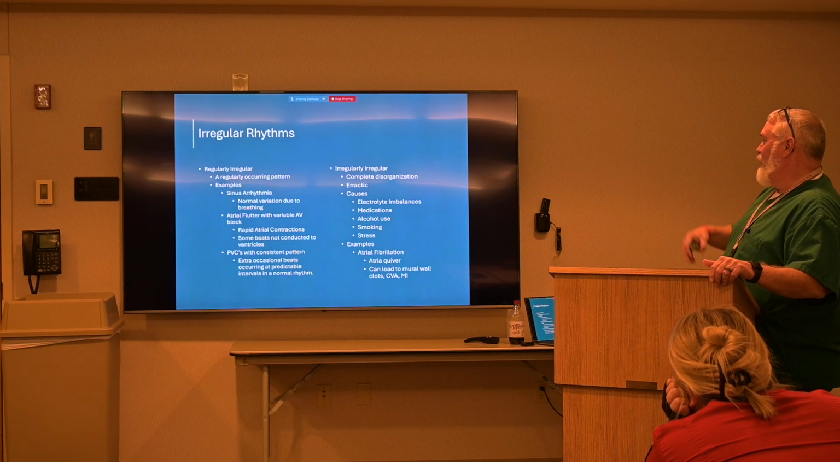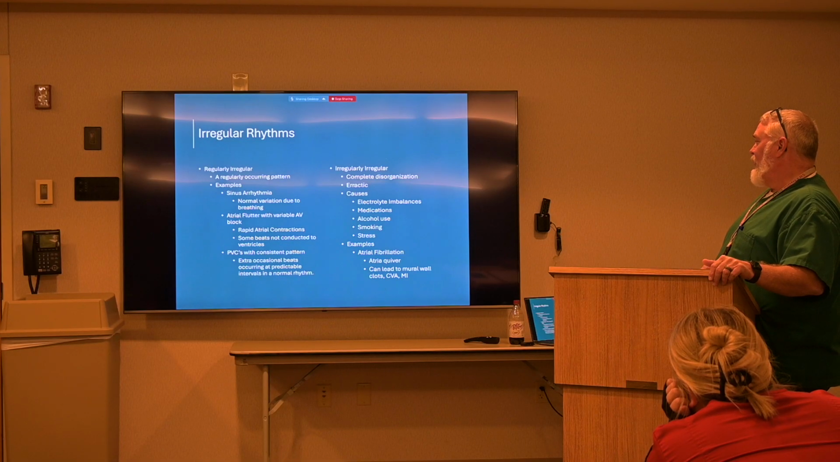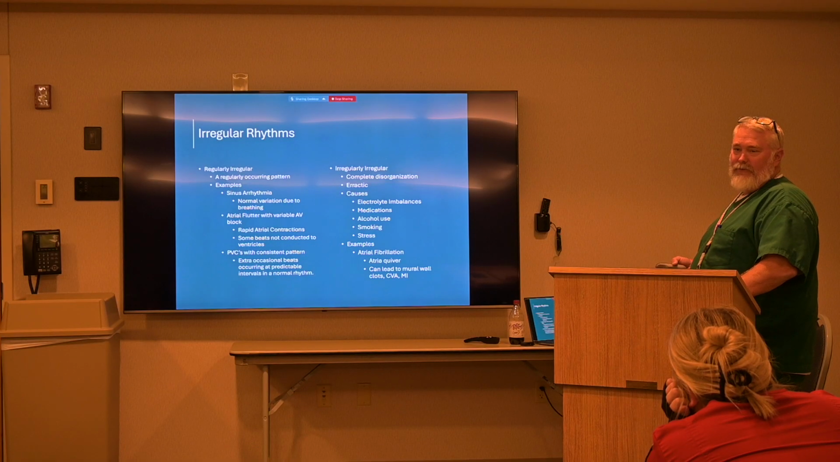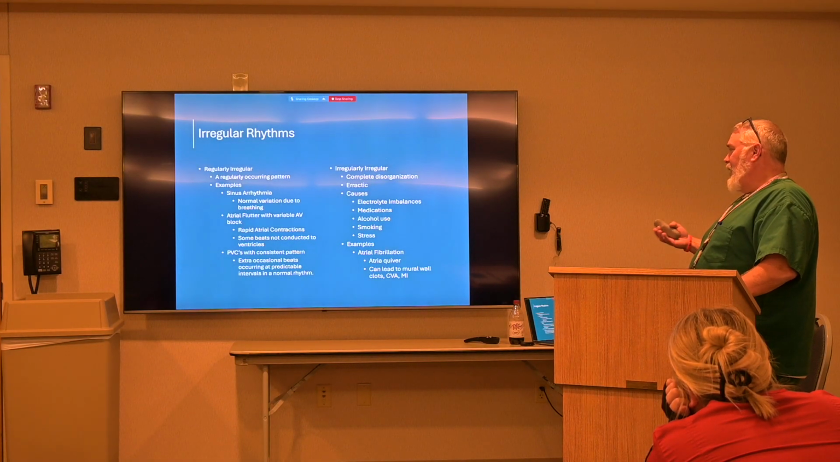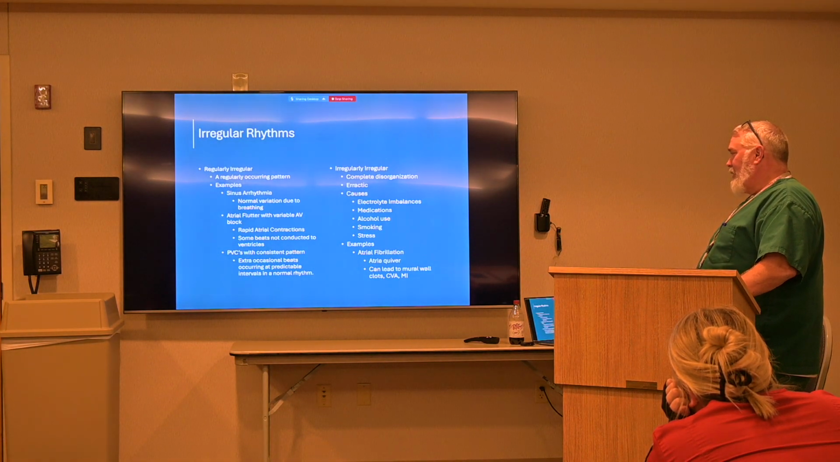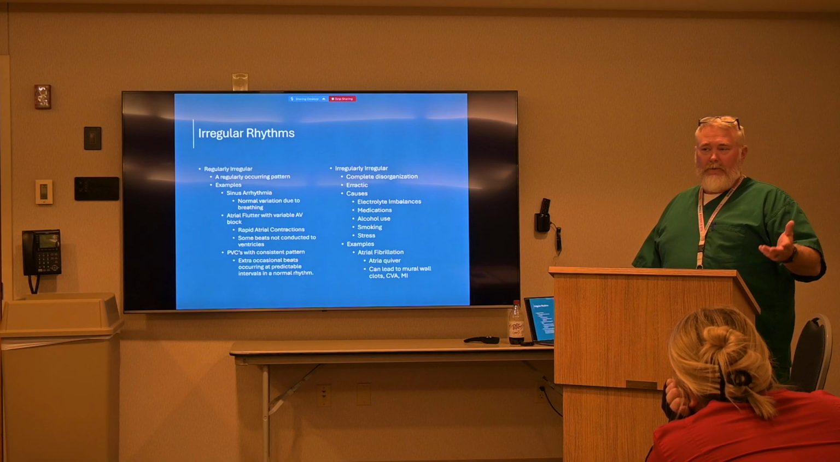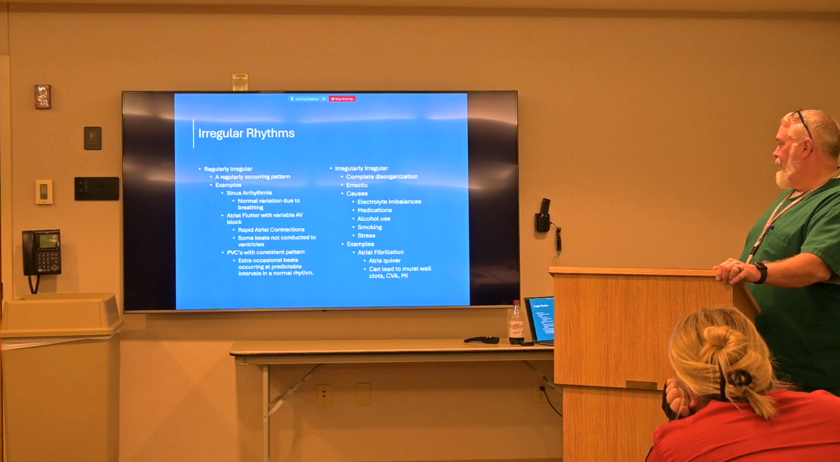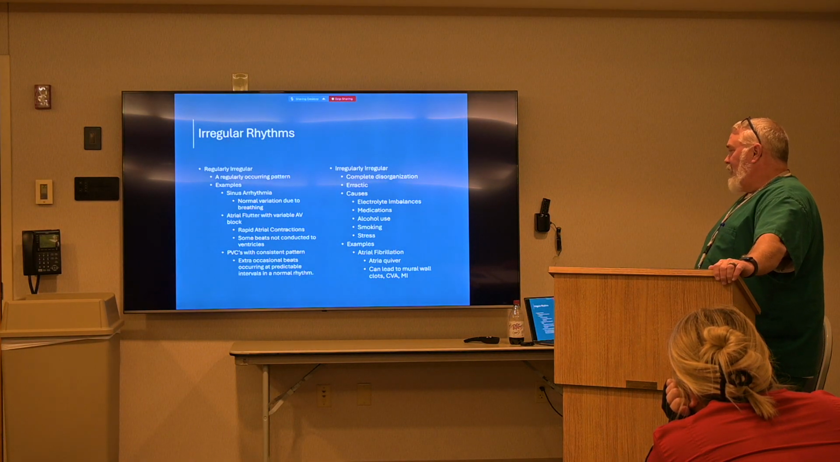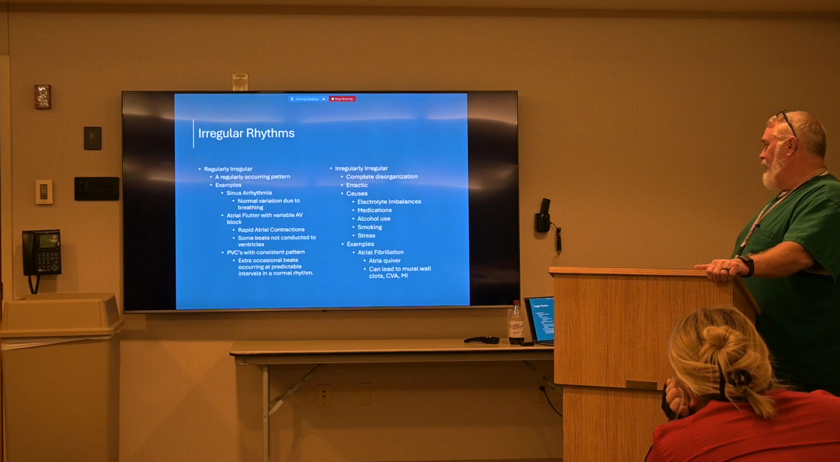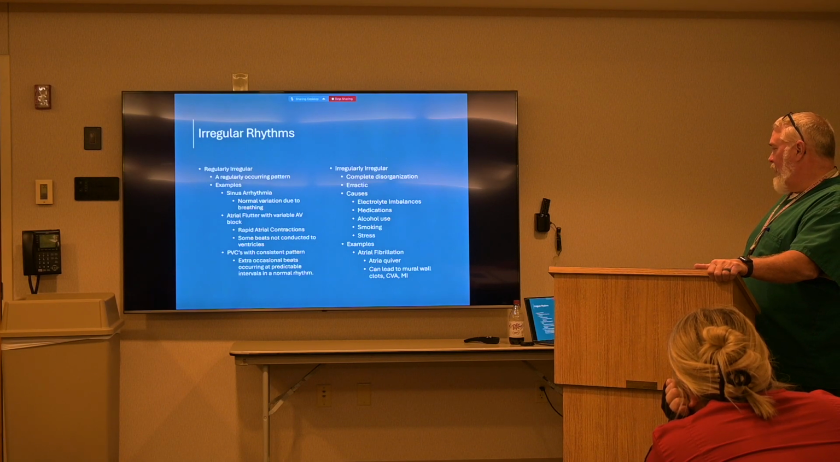So, regular irregularities. A regularly occurring pattern. Some examples are sinus arrhythmia, a normal variation of the rhythm due to breathing patterns. And atrial flutter with a variable AV block. You can see atrial flutters with 2 to 1 blocks, 3 to 1 blocks, 4 to 1 blocks. Just depends on the patient. You'll have rapid atrial contractions, and some beats may not be conducted to the ventricles. PVCs are also regularly irregular with consistent patterns. You'll see extra occasional beats occurring at predictable intervals in a normal rhythm.